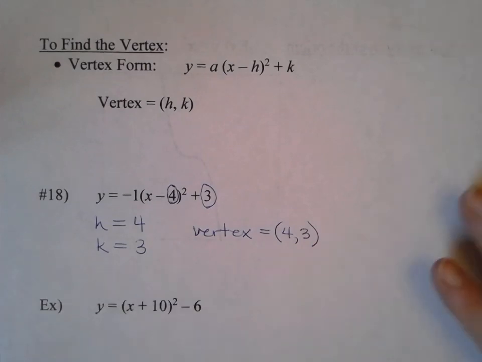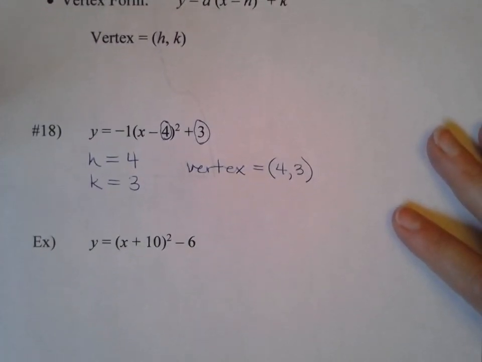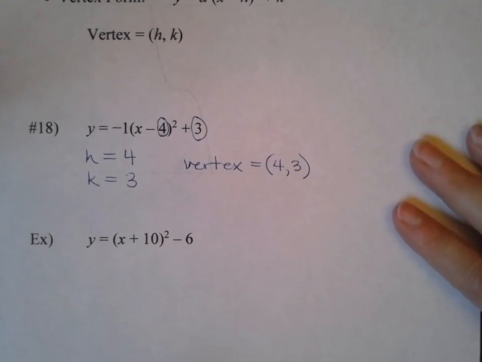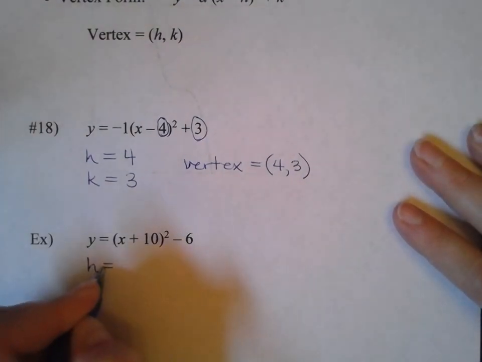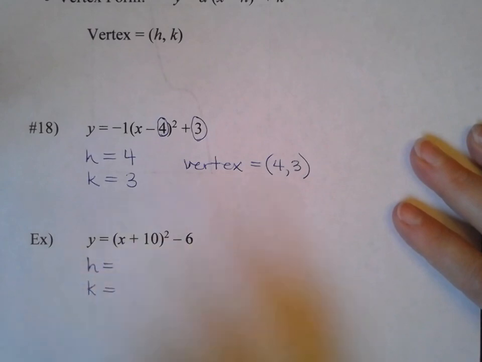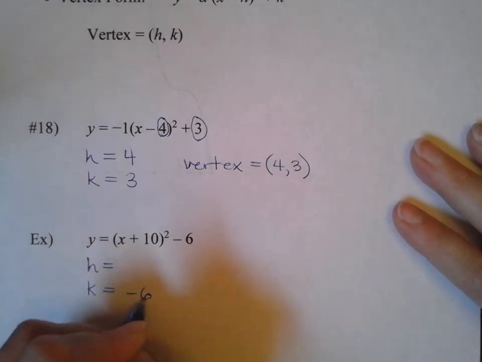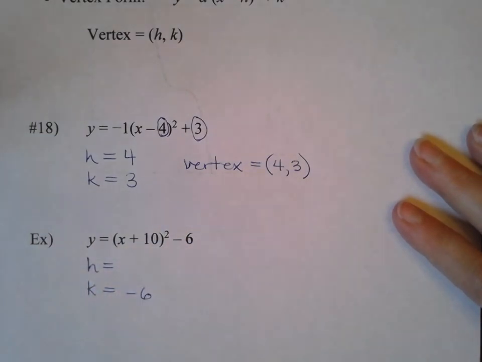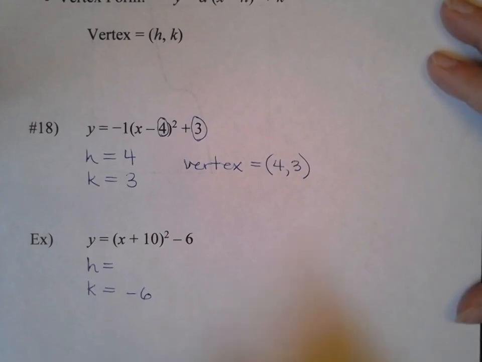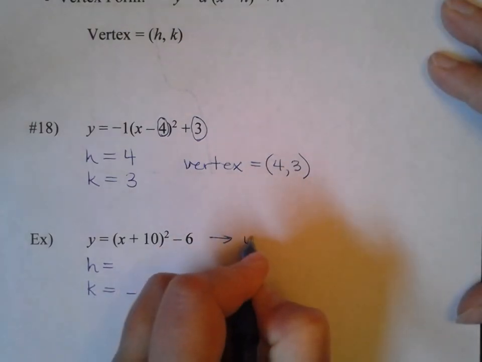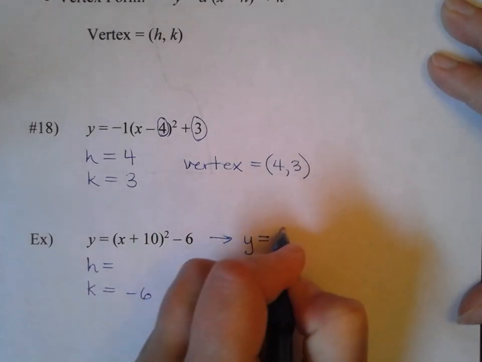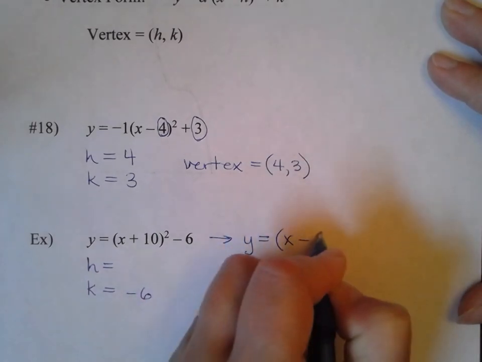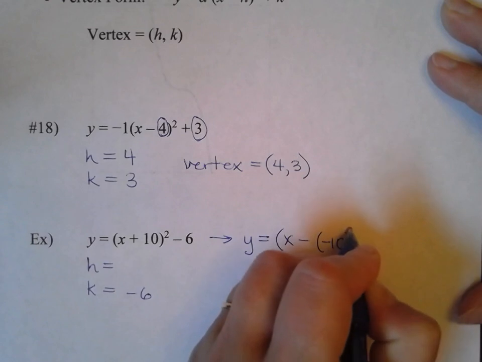Okay, here's another example. We could do the same thing here. We're just identifying h and k. Let's do the k first again. K is exactly what we see. We see a minus 6. That's our k. H is going to look opposite from what we see. If you wanted to write this in with that double negative, you could do that here. This is like x minus negative 10 squared.